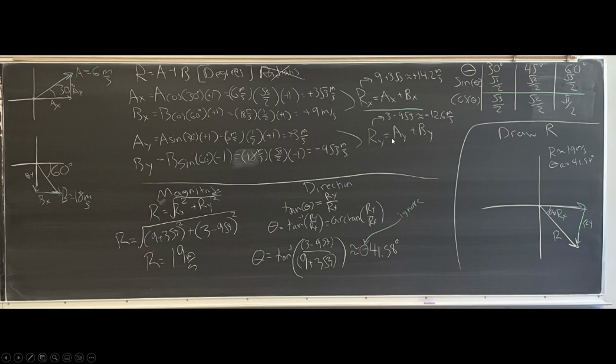Now that we have the components of our resultant, its magnitude and angle direction, the last thing is to sketch or draw the resultant vector. On our XY grid, choose one of your component vectors and start at the origin. So I'm choosing Rx in this case. From the origin, I drew Rx. Rx was positive 14.2, so I'm going to draw that to the right because it's positive.